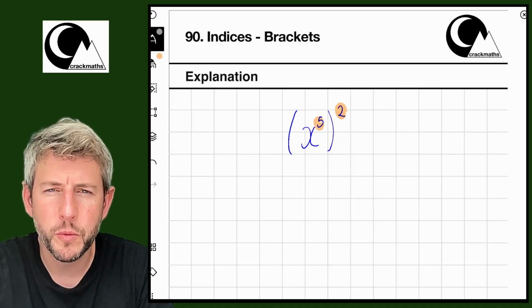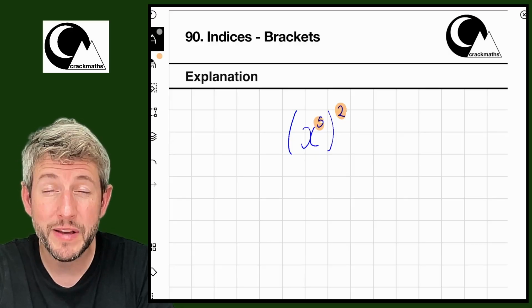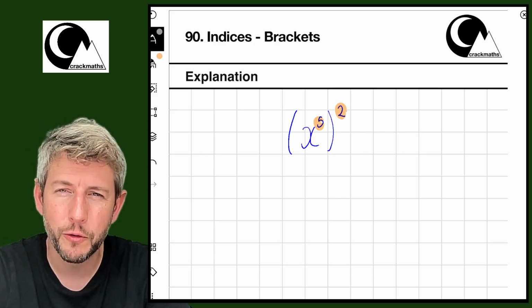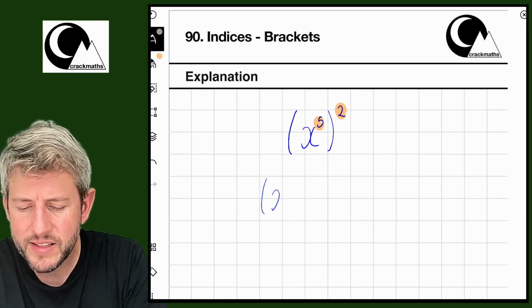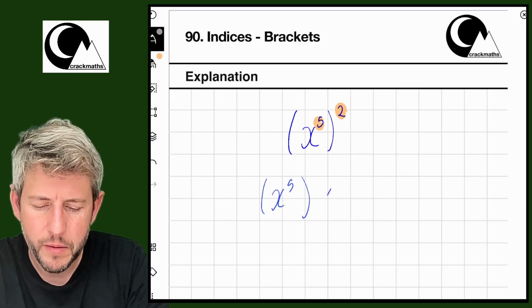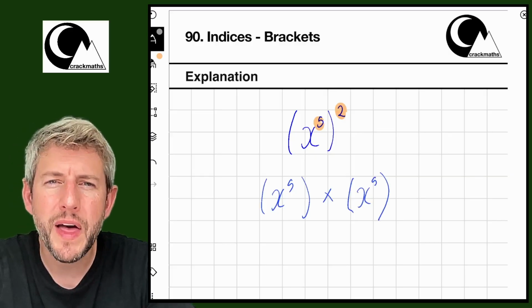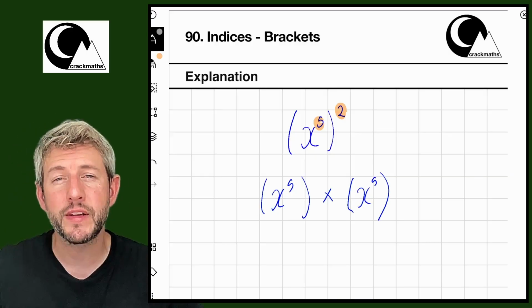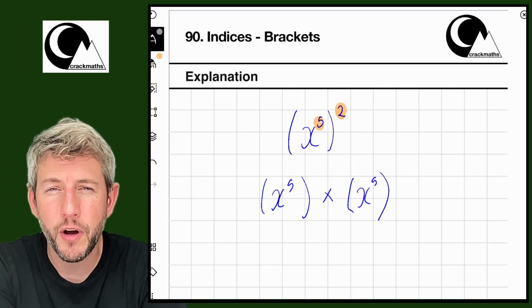So what I first of all want to focus on is this power of 2, because what the power of 2 means is that you multiply something by itself 2 times. So what that really means is we're going to be getting x to the power of 5 multiplied by x to the power of 5. So that 2 is connected to everything that's inside that bracket.